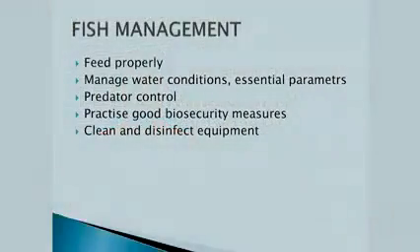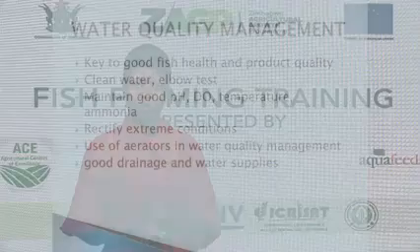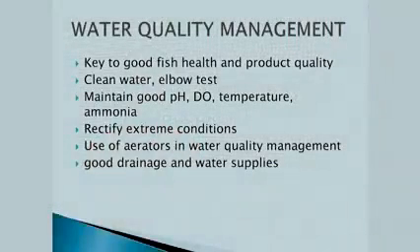Since excess feed goes down to the pond and fertilizes it, it will promote unnecessary growth of algae. So you have to manage your water conditions, essential parameters, that is pH. You have to keep it within a good range, that is between 6 and 9, with optimum being 7 to 8. And you have to keep your dissolved oxygen at rightful levels, that is above 3 milligrams per liter. And you also have to keep your water clean.